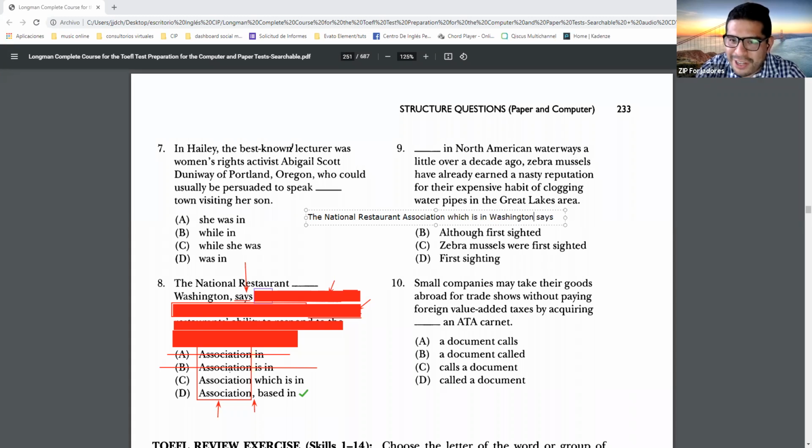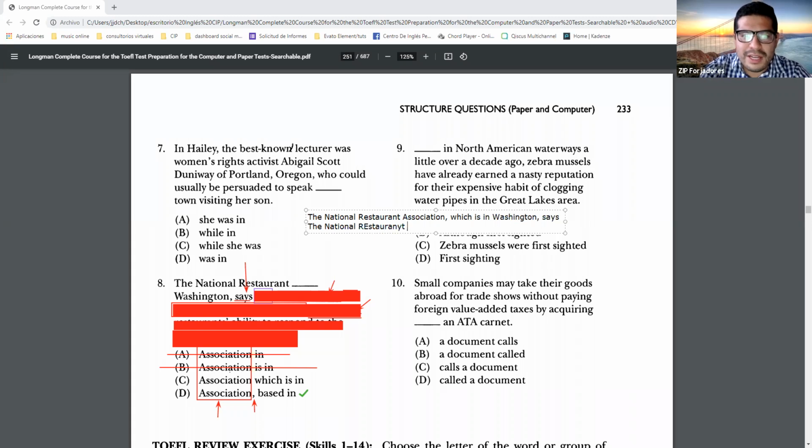But remember, if you have an adjective connector with a comma, it has to be set off from the rest of the sentence with two commas, not just one comma. So I am going to say this one: the National Restaurant Association, comma, which is in Washington, comma, says is correct.